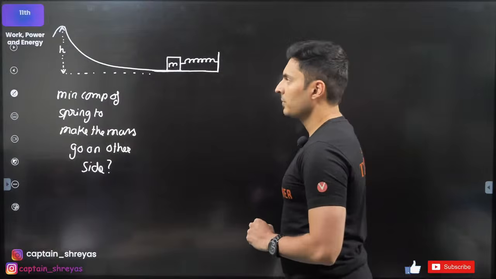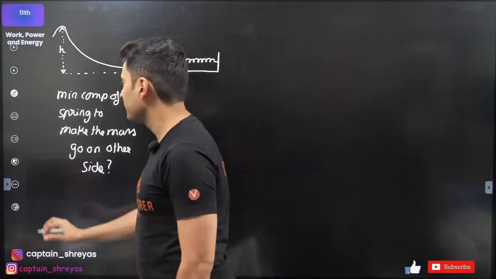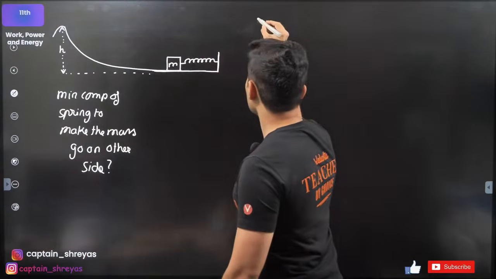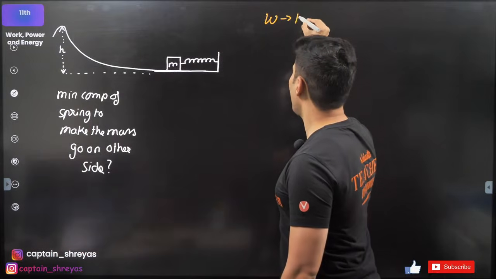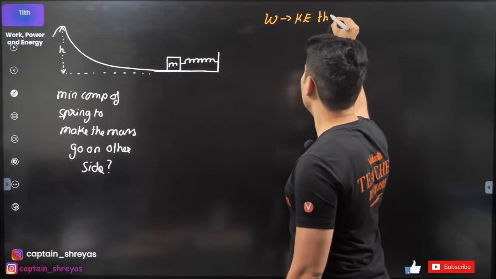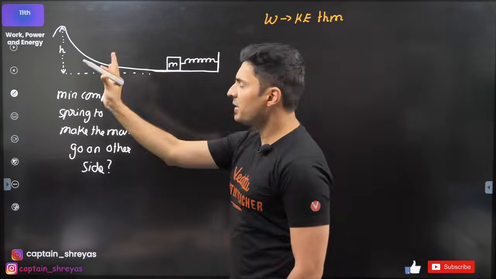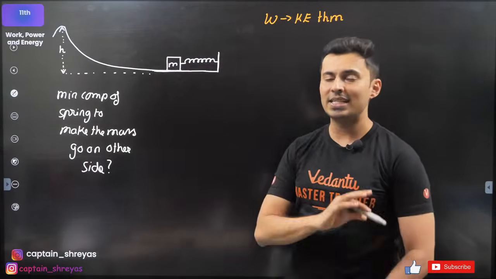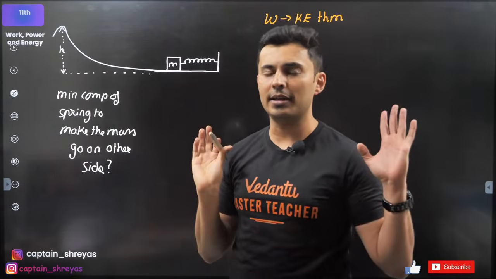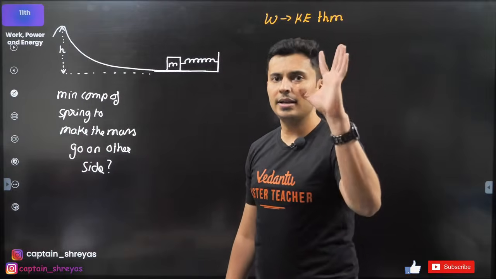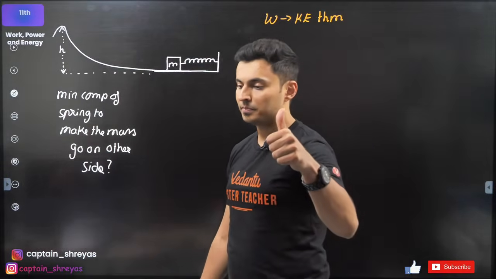Observe this carefully. We are just going to use the work-kinetic energy theorem. That's all. Using the work-kinetic energy theorem, the work done by all the forces, internal and external, will give you the change in kinetic energy. So now identify the forces which are doing work.